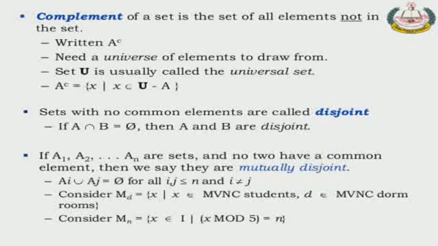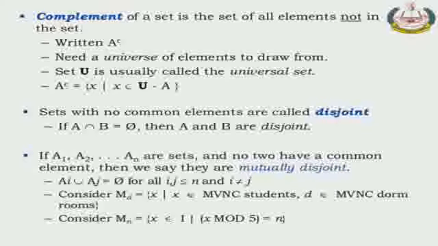Complement. Complement of a set is the set of all elements not in the set, written A complement. For solving complement, we must have a universal set. We need a universal set of elements to draw from. Set U is usually called the universal set. A complement is equal to U minus A.